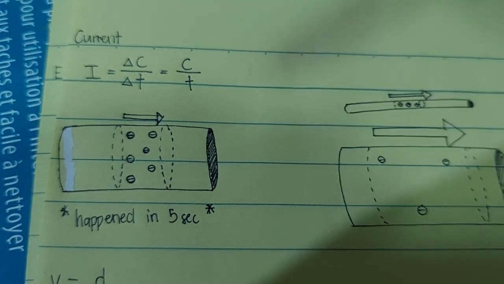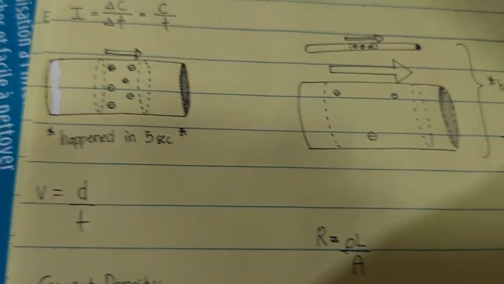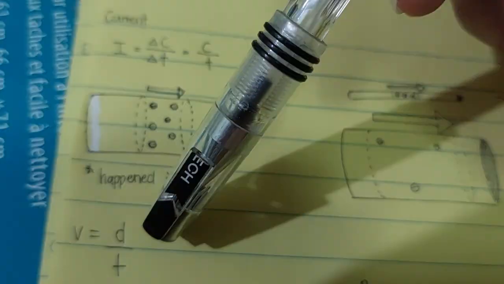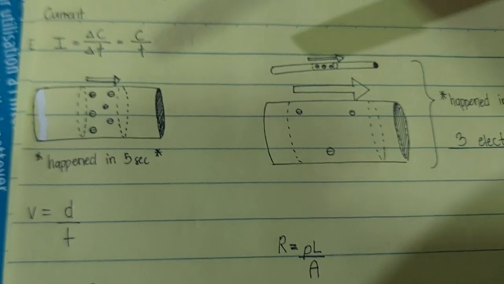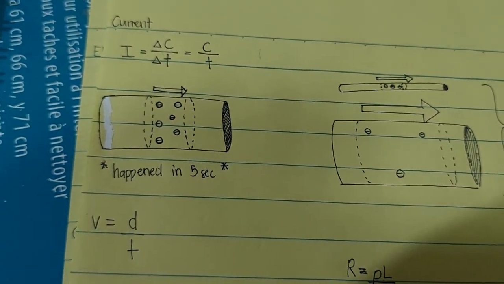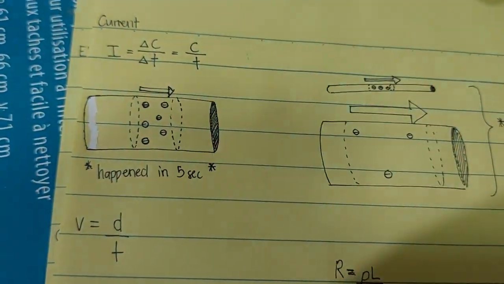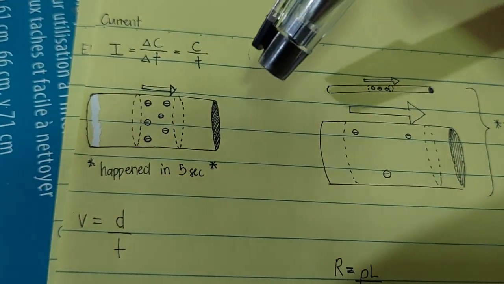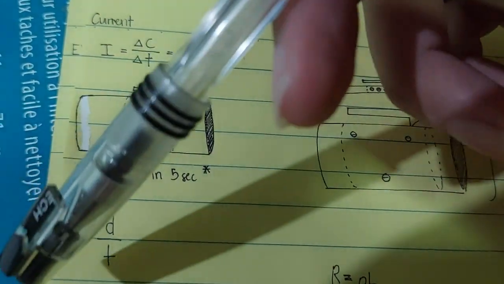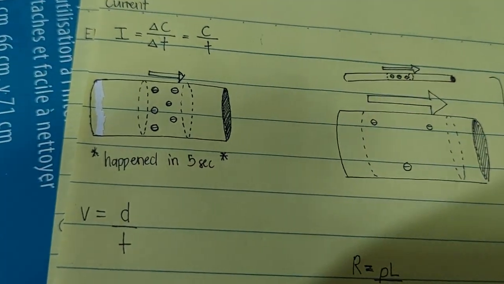And if you notice, current is actually really similar to something else that we've already learned, which is velocity, right? I mean, look, it's just c over t, and this is d over t. And they're very similar, right? Because current is the flow of charges, and velocity is the movement of something. They both sort of describe the movement of something. But for current, it's in the case of charges, but for speed or velocity, it's in terms of meters.